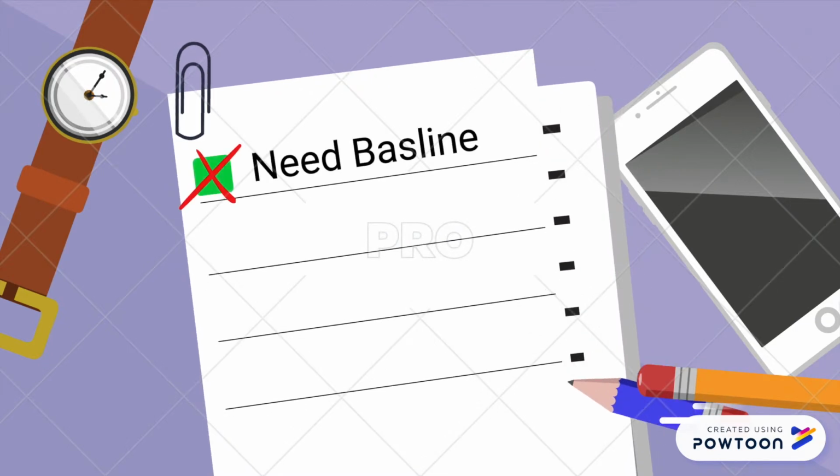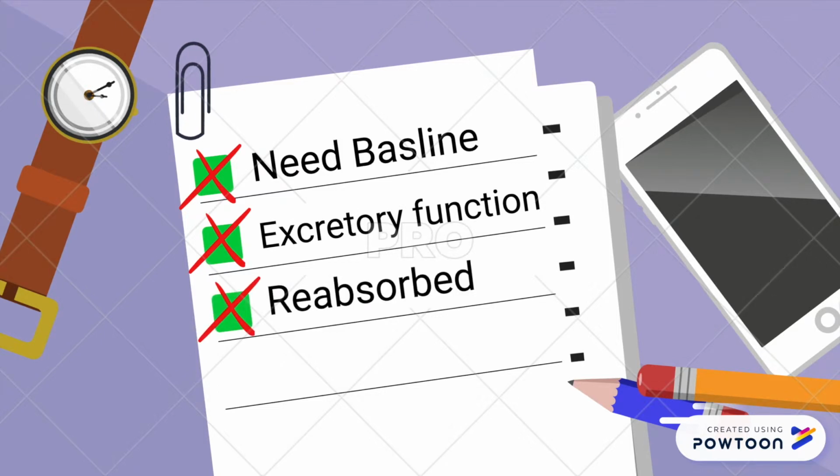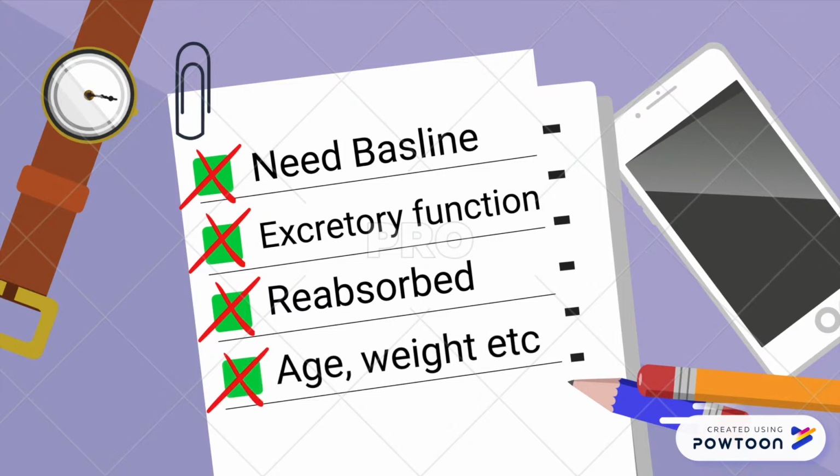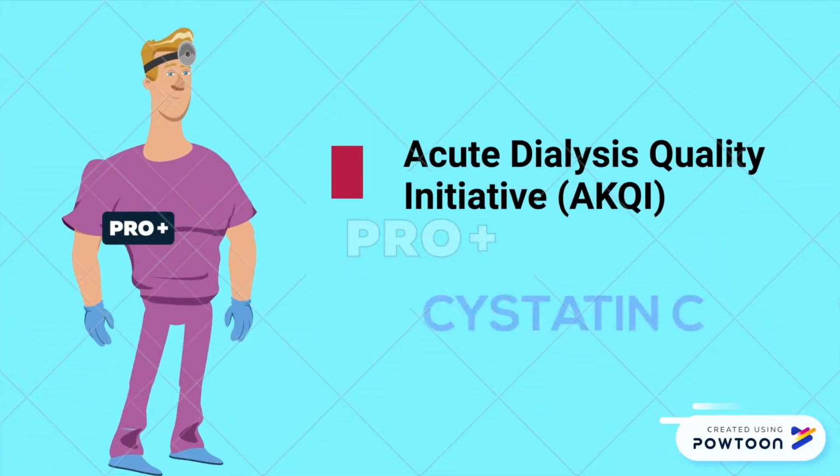Serum creatinine is a marker of excretory functions and does not provide any information on other roles of the kidney. It does not get fully filtered, and age, weight, and gender affect the amount of urine output and serum creatinine in the blood. The ADQI suggests utilizing new biomarkers such as cystatin C.